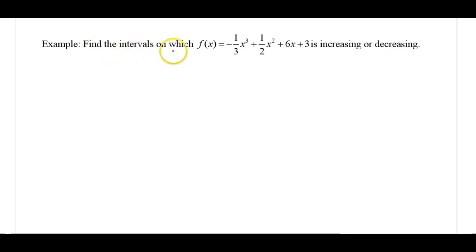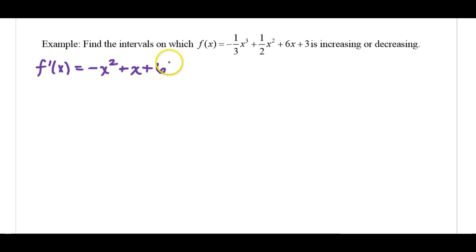Alright, next example. Find the intervals on which this cubic function here is increasing or decreasing. So again, our goal is to determine where the derivative is positive or negative to help us answer this question. So the derivative, in this case, by the power rule, if I bring the 3 to the front, the 3 and the 1/3 cancel, so I end up with negative x squared. Bringing the 2 to the front, the 2 and the 1/2 cancel, I get plus x, and then plus 6. So here's my derivative function.